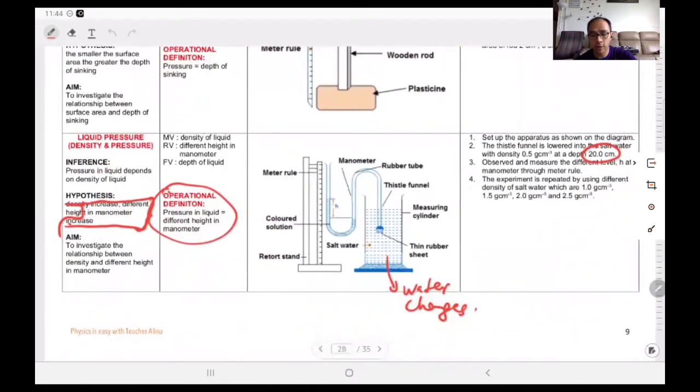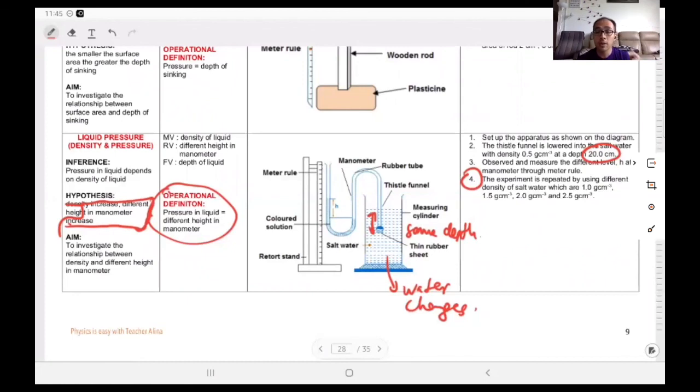So if you take a look at number 4, the experiment is repeated by using different density of salt water, which is 1, 1.5, 2, and 2.5. But you always push to the same depth, always push to 20 cm. To be safe, 20 cm. Don't put 1 cm, 1 cm is very difficult to read. Push it a lot inside, 20 cm, 30 cm, depending on how big your measuring cylinder is. But you change the density of the salt water.